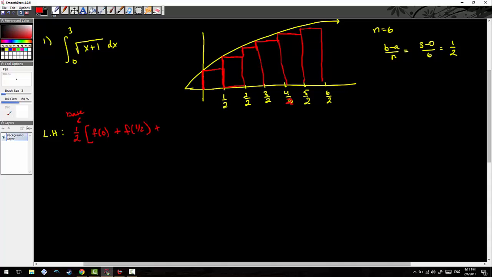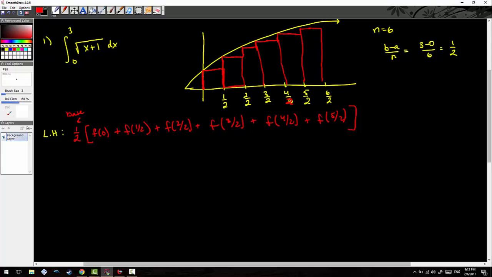So I'm going to go f of 2/2 plus f of 3/2 plus f of 4/2 plus f of 5/2. And again, I'm going to stop at 5/2 because 6/2 is really the right side of a rectangle, and I don't need that because I'm working a left-handed rule. So hopefully you guys will be able to keep up with that.